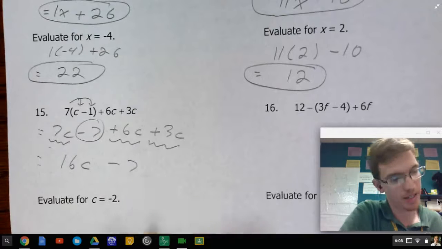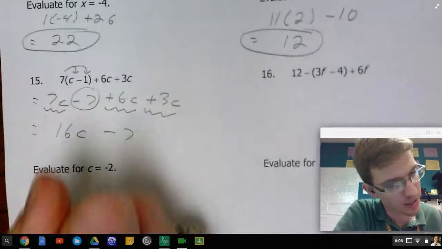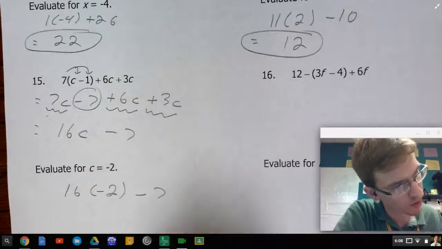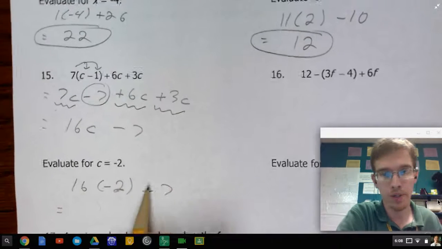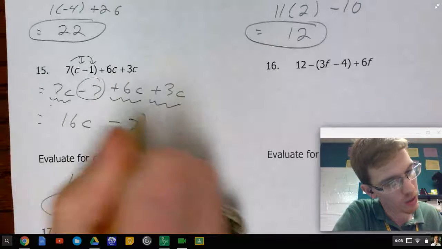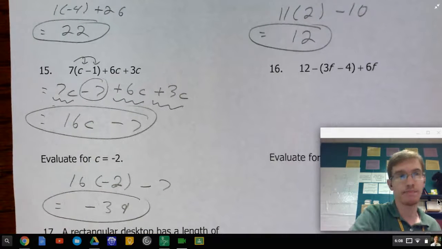16c minus 7. Now for our evaluate, replace c with negative 2. Okay, let's see, that is negative 32. So that should be negative 39. Okay, so our two answers: 16c minus 7 and negative 39.